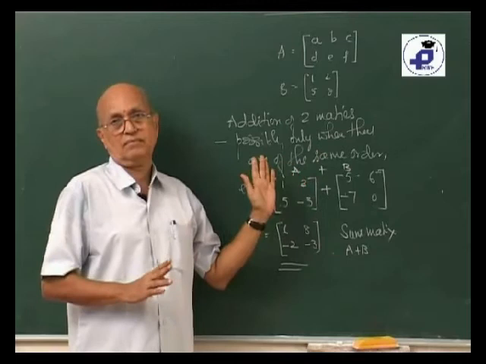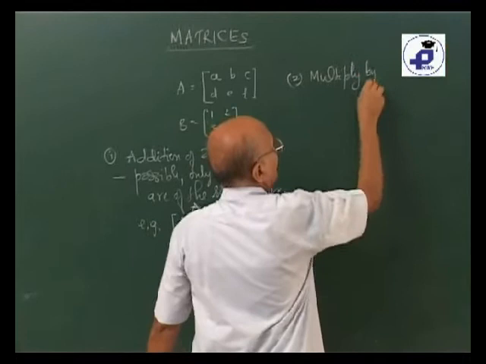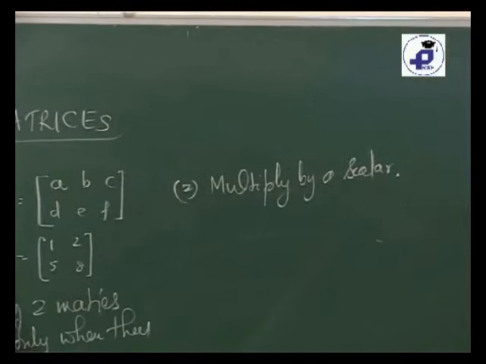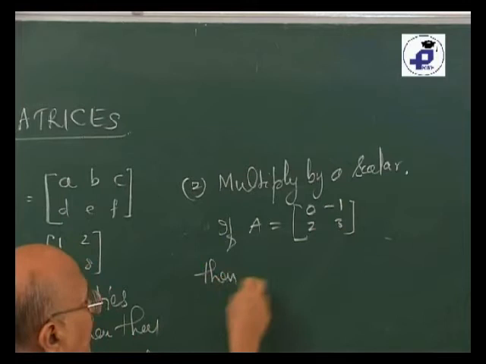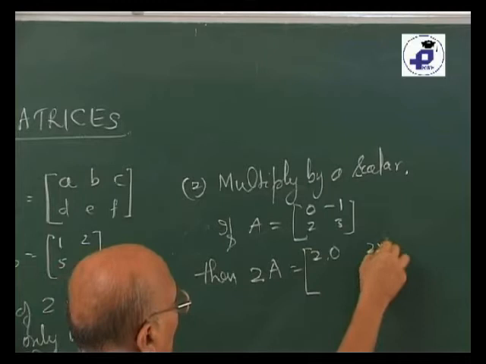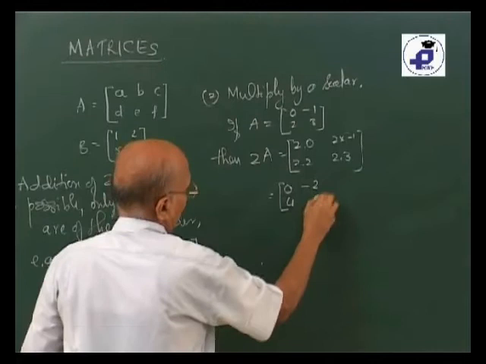The second one is multiplying a matrix by a scalar. It is the same thing. For example, if A is equal to 0, minus 1, 2, 3, then 2A is 2 into 0, 2 into minus 1, 2 into 2, and 2 into 3. The resultant you are going to get is 0, minus 2, 4, and 6. This is nothing but 2A.